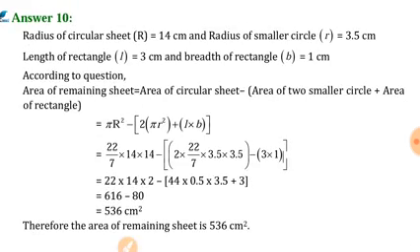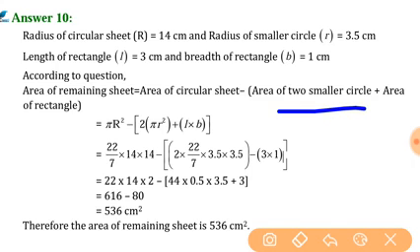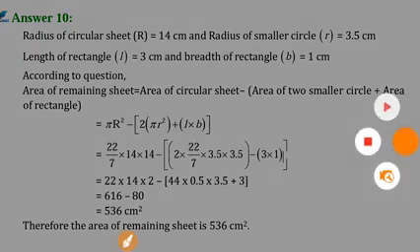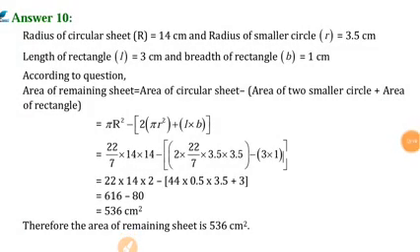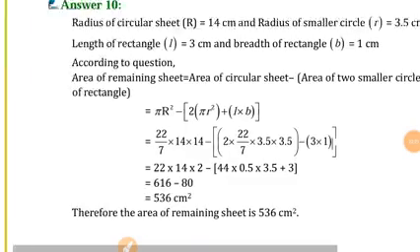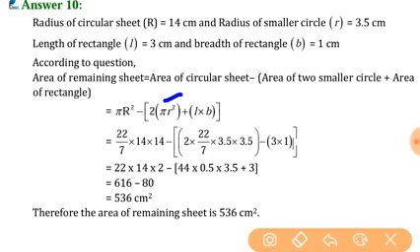Radius of circular sheet capital R is 14 cm, smaller r of the circle is 3.5 cm, length of rectangle L is 3 cm, breadth is 1 cm. So according to the question, area of circular sheet minus area of the 2 smaller circles, because 2 are there, minus area of rectangle. So pi R square minus 2 into pi r square minus L into B. Why 2 pi? Because 2 circles are there. That's why.